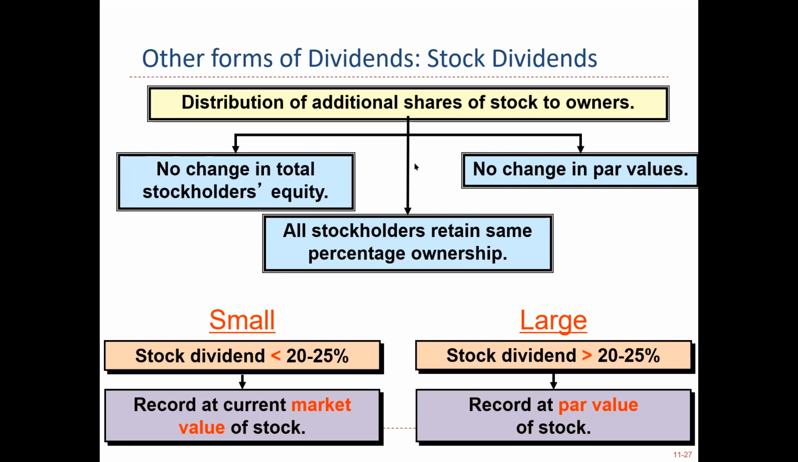You have what's called a large stock dividend, and a small one. A stock dividend over 20-25%.